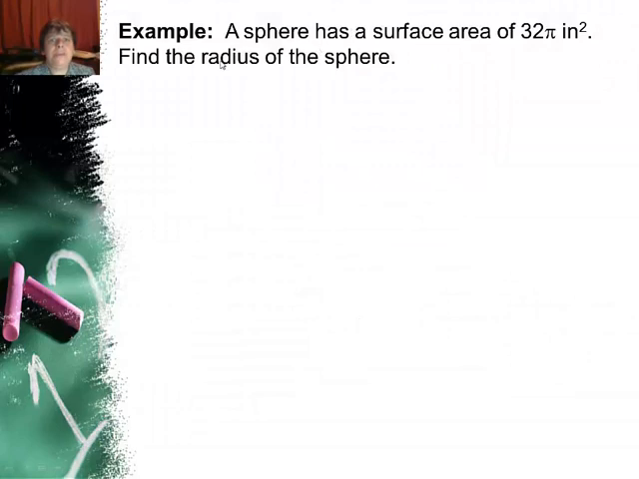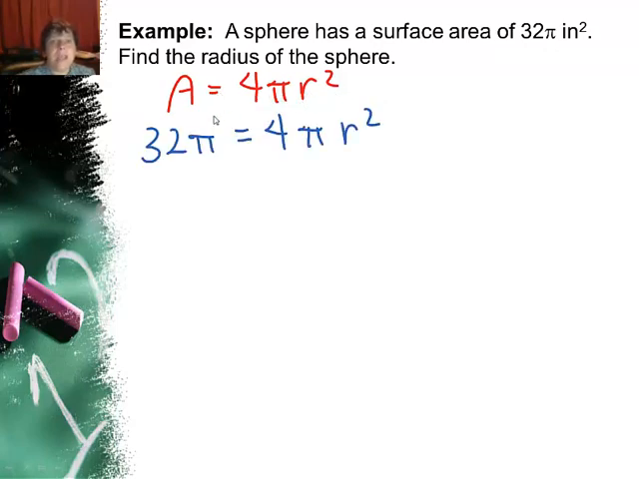Now, on your notes, on this example, it might have said volume. This should be surface area. So we have a sphere that has a surface area of 32 pi inches squared, and we want to find the radius. Well, I'm going to always start by writing down the formula. Area of a sphere is going to be 4 pi r squared. Then I'm going to substitute in. This is the area right here. That is 32 pi. That goes into this side right here where the A is.